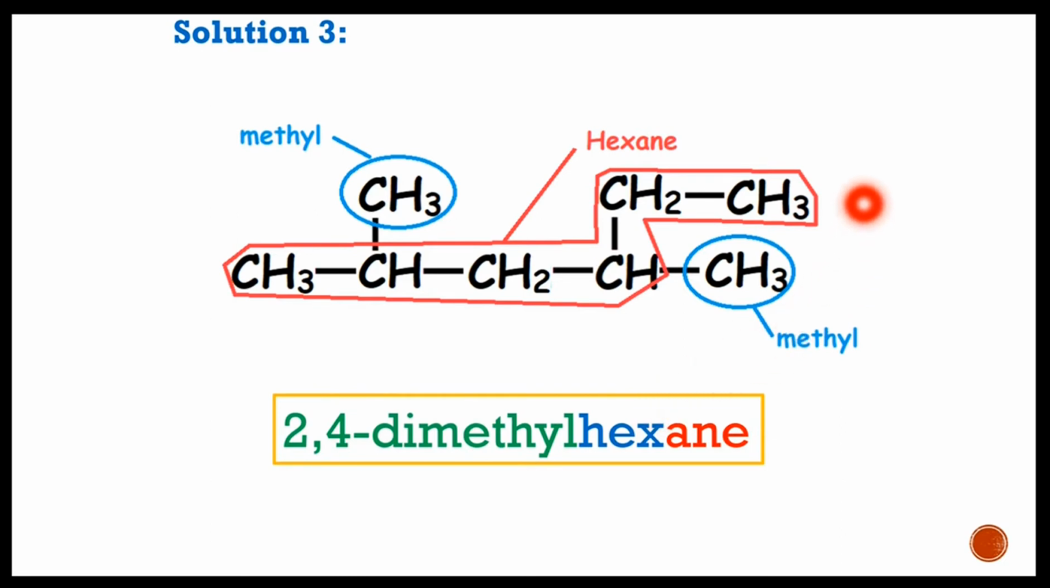Someone can also go for the option where you count from the back here, 1, 2, 3, 4, 5, 6. But when you count from that direction, the location number for this methyl is going to be 3, and then the next one is going to be 5. So 3 and 5 are larger numbers than 2 and 4. So we go for the smaller set of numbers for our substituents, 2 and 4. Always make sure that your substituents have the lowest numbers possible. Alright, so 2,4-dimethyl hexane is the name for this compound.